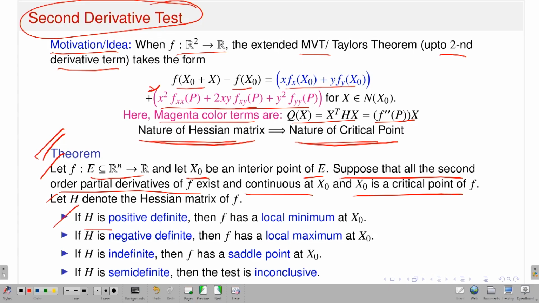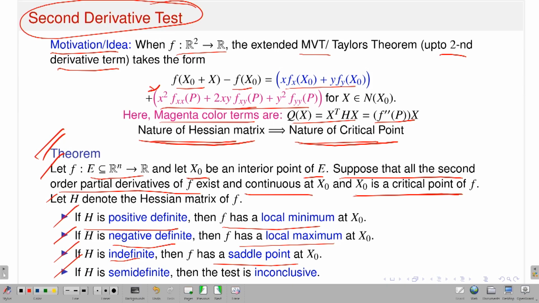So, if your Hessian matrix is positive definite, then F has a local minimum at the critical point x naught. If your matrix H, the Hessian matrix, is negative definite, then F has a local maximum at that critical point x naught. If H is indefinite, then F has a saddle point at x naught, and if H is semi-definite, then the test is inconclusive. That means I cannot say anything. So, this is a very nice theorem.